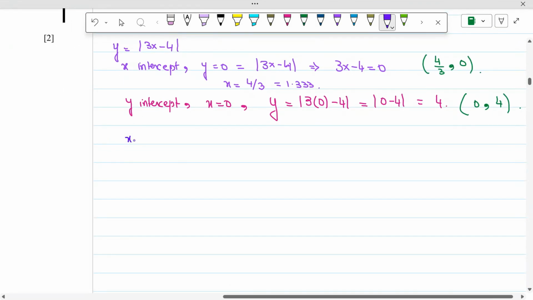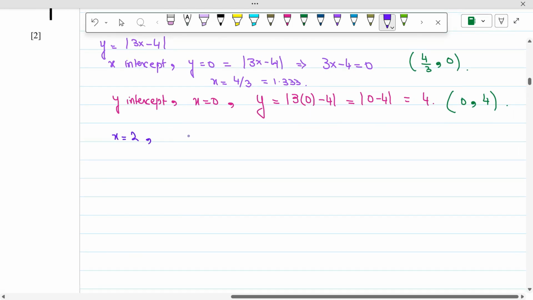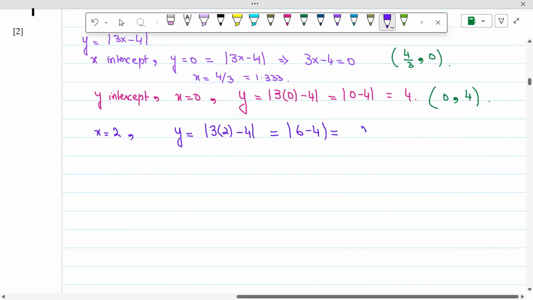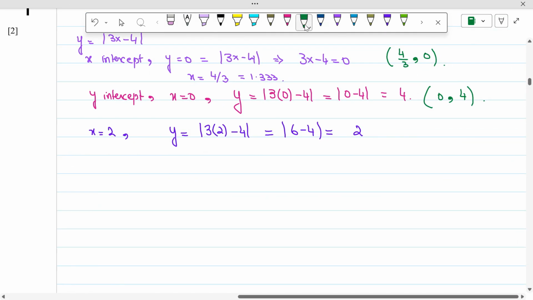Now we take x is equal to 2. When x is equal to 2, we will have y is equal to the absolute value of 3 times 2 minus 4, which is equal to the absolute value of 6 minus 4, which is equal to 2. So in this case, we will have the point with x coordinate 2 and y coordinate 2.